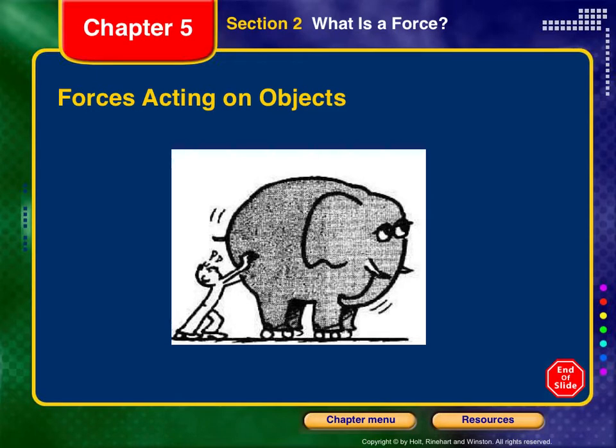Okay, welcome to section 2 of chapter 5. Here we're talking about forces and forces acting on objects. Okay, so we're not talking about Star Wars here. We're talking about a force in the scientific sense that pushes or pulls.